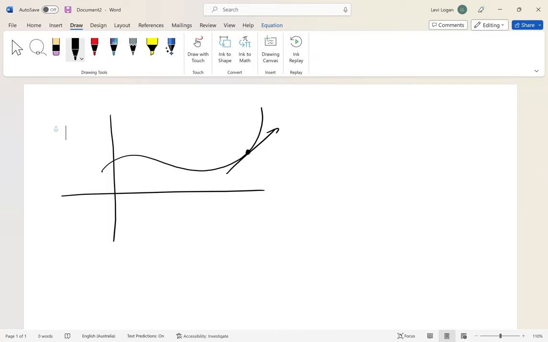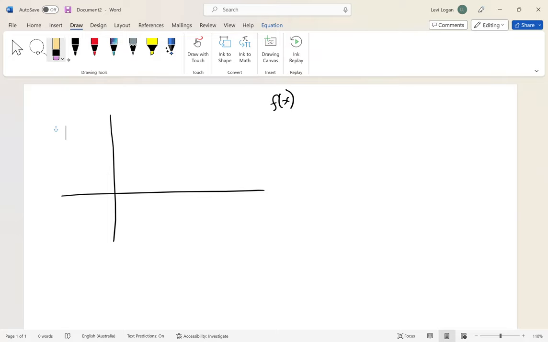No average, so there's no 2 points here. We don't make a line through 2 points. You want the instantaneous gradient of any curve f of x at any point. How would we find that?